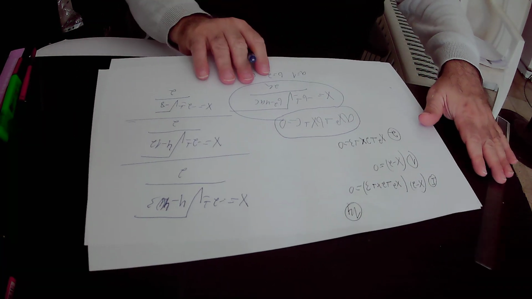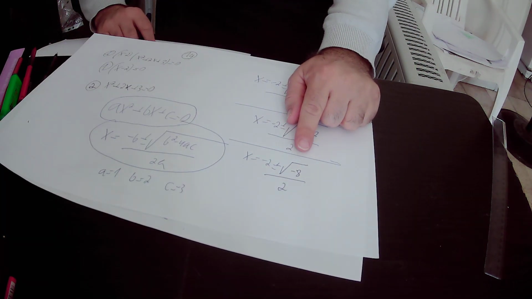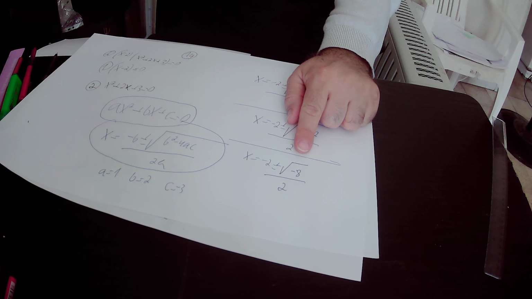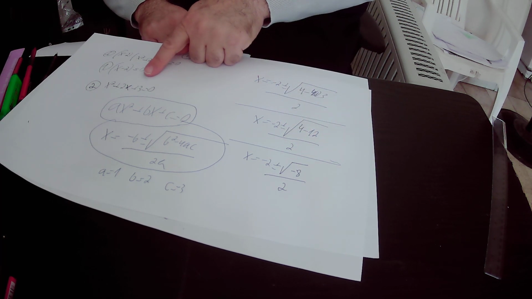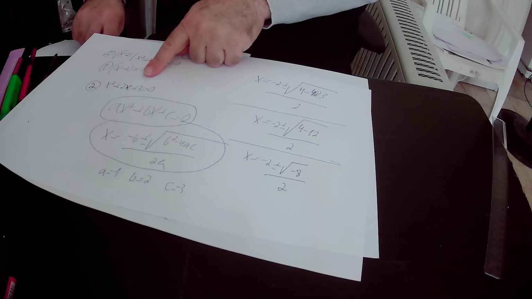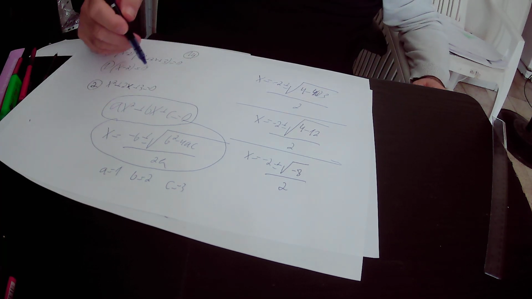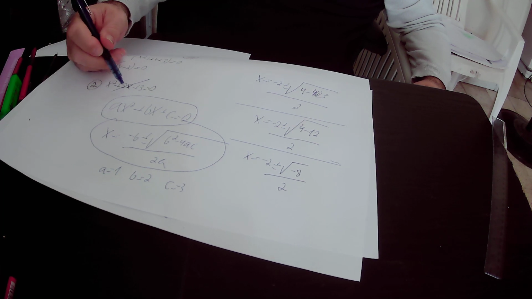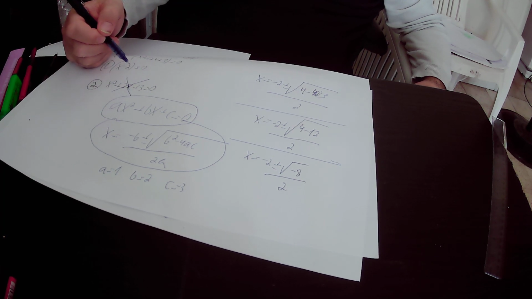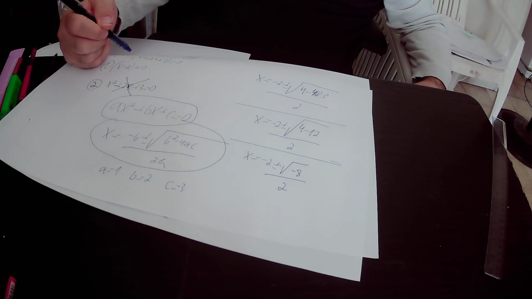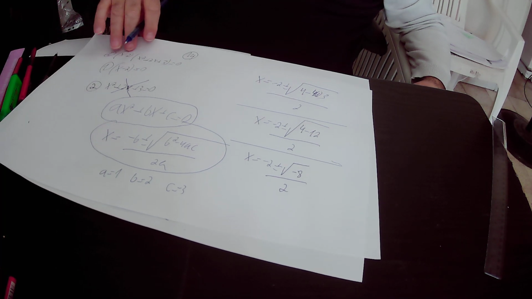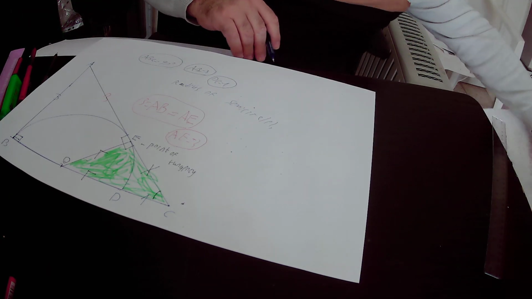Okay, so we got this expression, and because a negative number doesn't have a root, there is no solution to this quadratic equation, therefore we'll cancel this option. This is not a correct solution, and we are left only with the solution that x minus 2 equals 0.